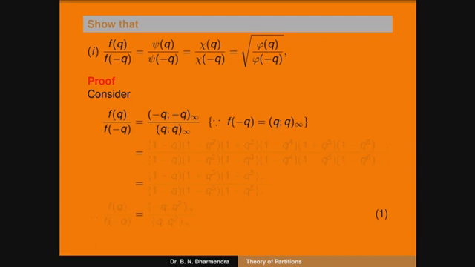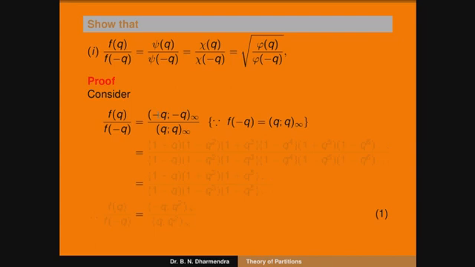Now we can expand using the q shifted factorial, both numerator and denominator terms. The numerator term is minus q infinity. That means here the first term is minus q, that is minus of minus q, plus.